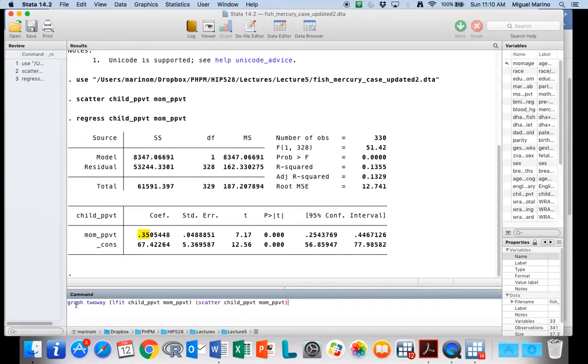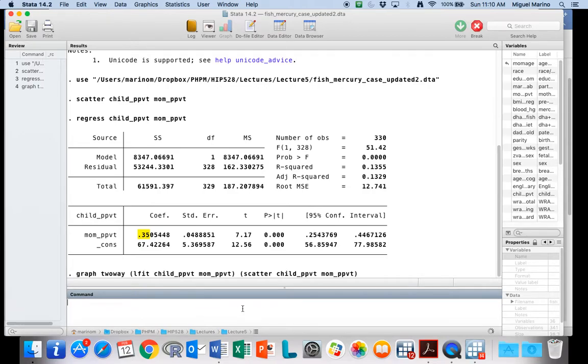And to do that in Stata, you can use the graph twoway command, where you're essentially plotting two different types of plots in one graph. The first is this lfit, that's the linear fit using linear regression of child PPVT and mom PPVT. So this will be the first plot, and then the second plot would be the scatter plot of interest, child PPVT and mom PPVT. So the same variables. Again, outcome, predictor, y-axis, x-axis.